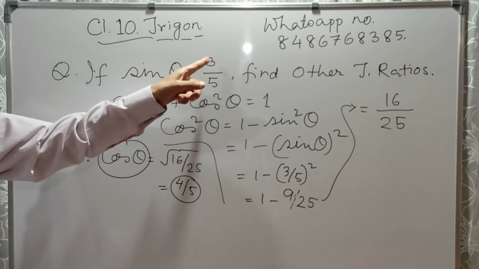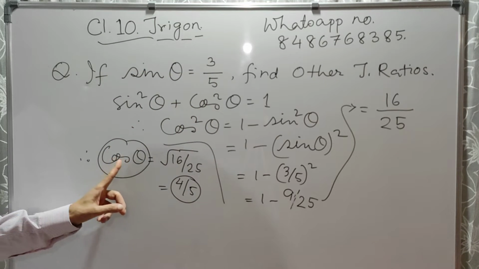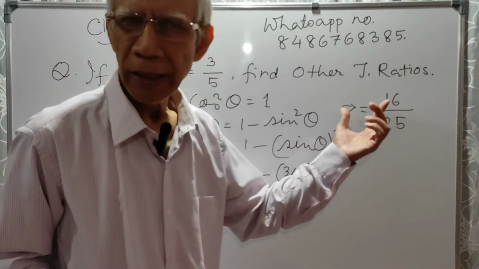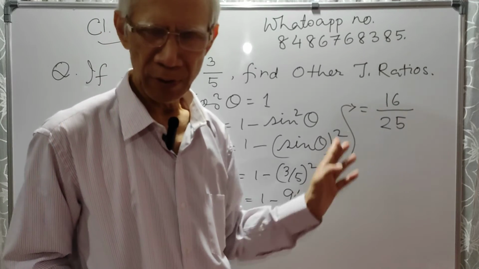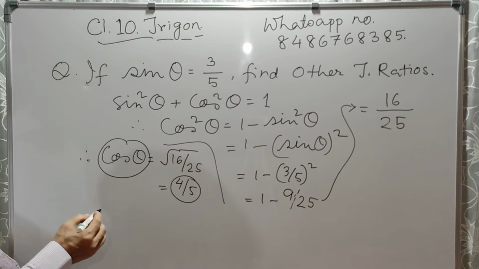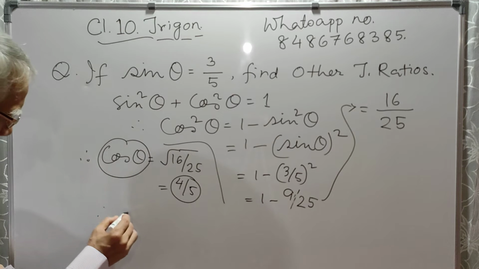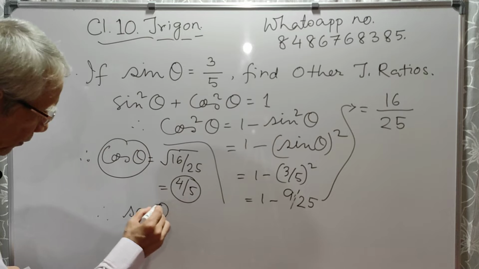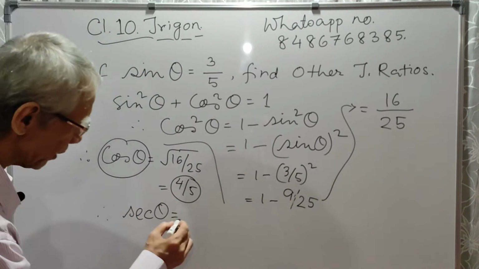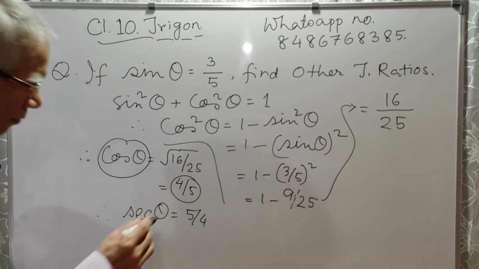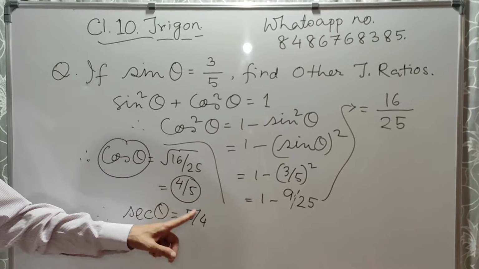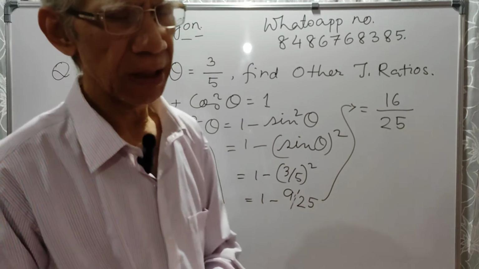So see, sine theta was given 3 by 5. Now we have found the value of cos theta. How? By using formula. Although you can find it by using a triangle, which I will show you next. Okay. Now we got cos theta. Therefore, what will be sec theta? Sec theta is reciprocal of cos theta, 1 by cos theta. That means it will be 5 by 4. If cos theta is 4 by 5, then sec theta will be reciprocal, because again I explained in my last video.